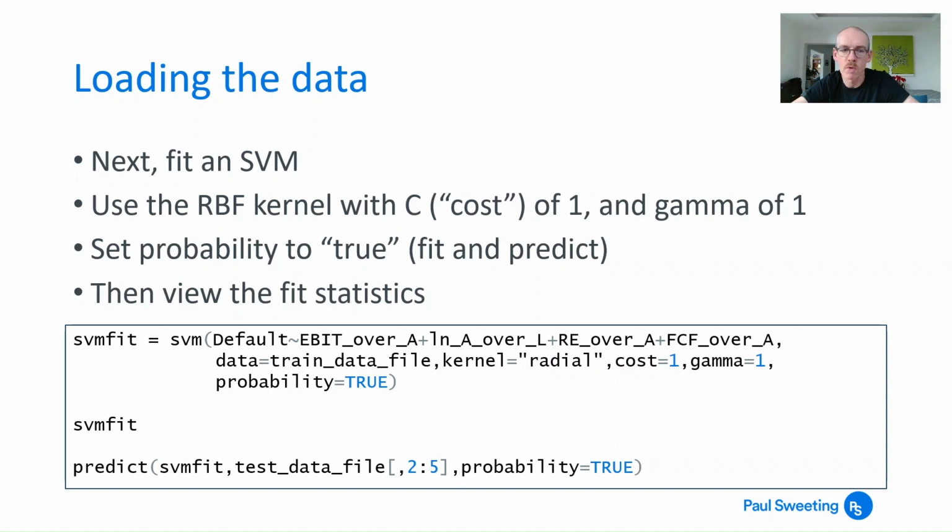So first I create this object called svm_fit, and you see it's structured quite like a regression. Run the function svm, and the function is default, explained by EBIT over assets, log of assets over liabilities, retained earnings over assets, and free cash flow over assets, based on the data from the training data file, using the kernel radial, cost equals 1, gamma equals 1, and probability set to true. And then I just run svm_fit, and then I run the prediction afterwards on that object on the test data file, again with the probability set to true.